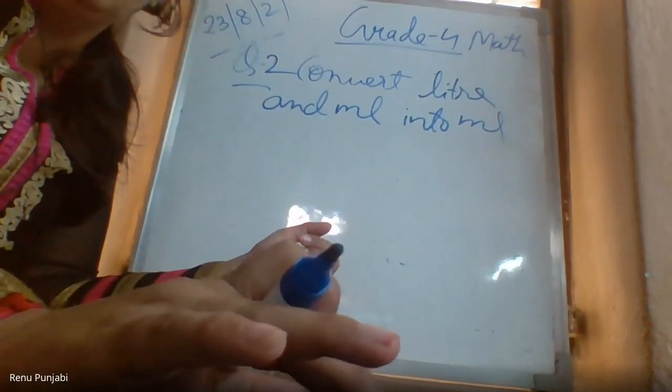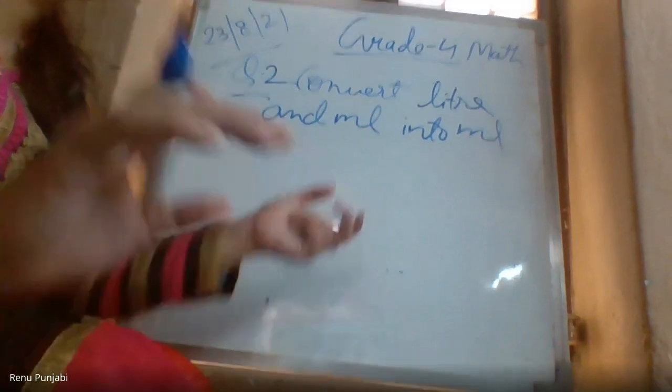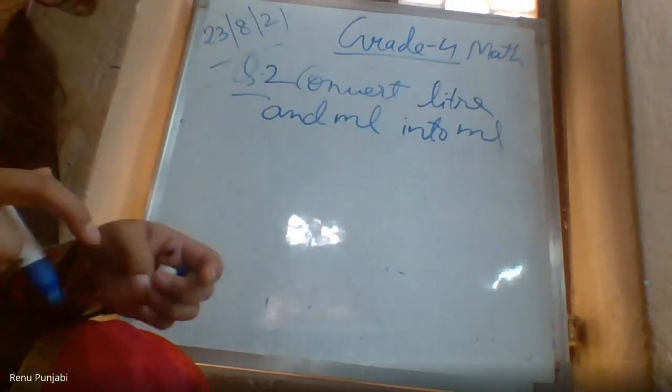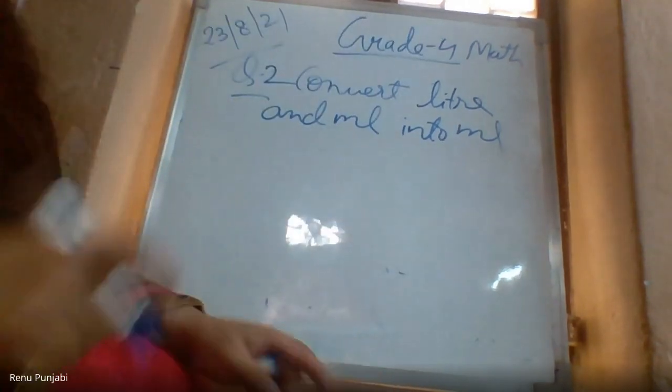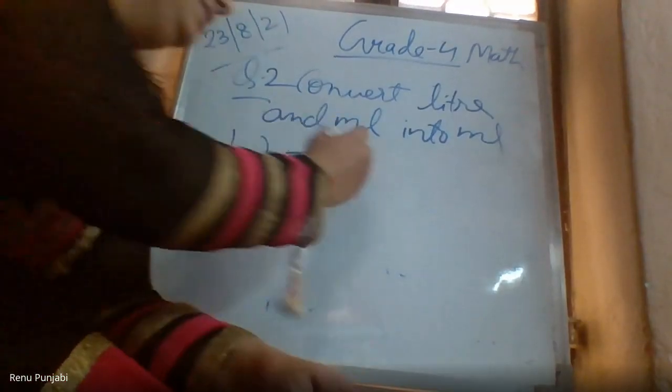Here you have quantity in liters and milliliters both, and the entire quantity you need to convert into milliliters. For example, ma'am, I understand, for 7 liter 25 ml.